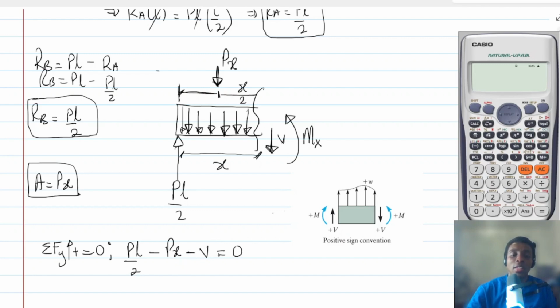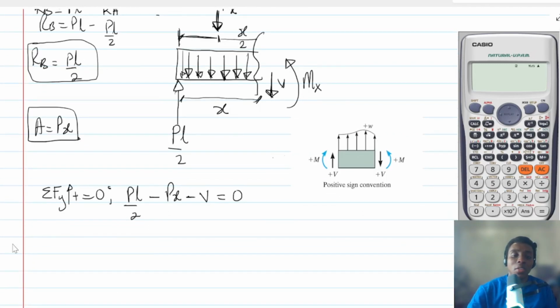All right. And then in other words, what is V? So V, which is the shear force, will be PL over 2 minus Px. That's all. So the shear force will be PL over 2 minus what? Px. And interestingly, this is what the shear force is telling us. But you know, there is something that we call moment and shear force.